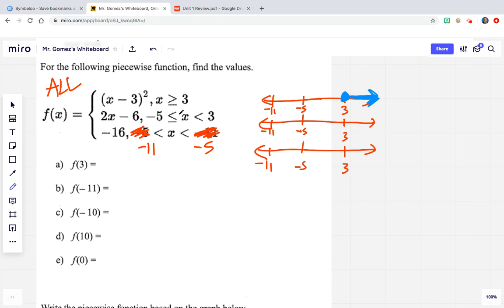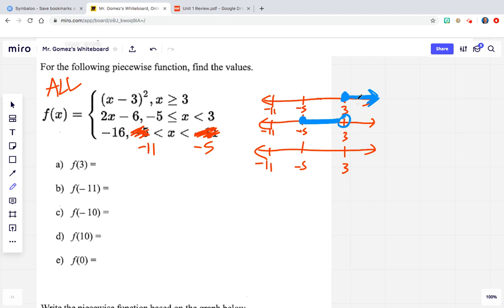So x's are bigger than or equal to -5, so we're closed here, but less than 3. So we're going to open it at 3 and put everything in between. That's the interval that this is showing here. As far as if you were to look at the graph, it would only exist on this domain.